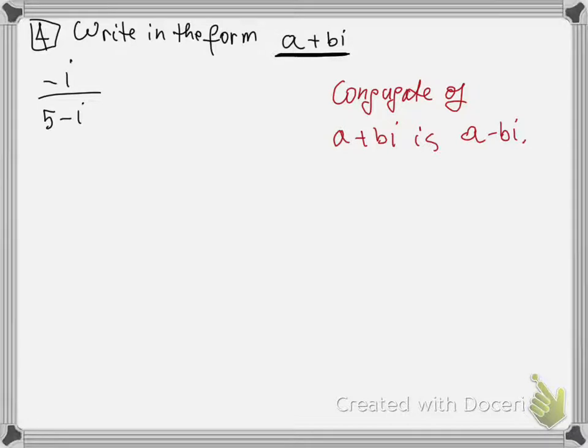Okay, so the conjugate of 5 minus i is 5 plus i. So we're going to multiply the numerator and the denominator by 5 plus i. So let's make sure we put 5 minus i in parentheses, because we're going to multiply it by 5 plus i and multiply the numerator by 5 plus i. Then we're going to simplify.